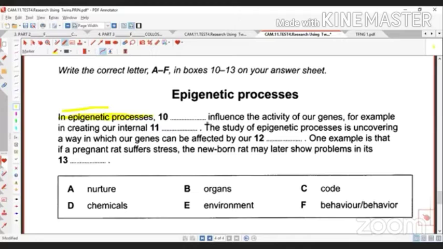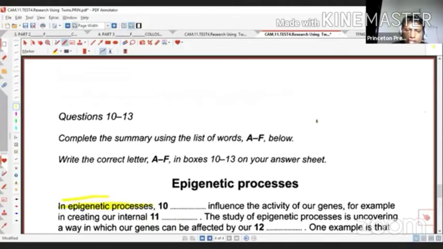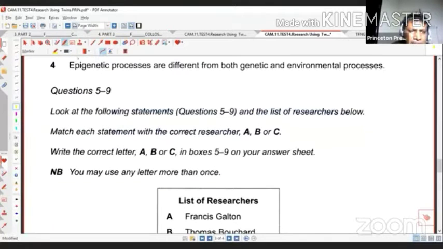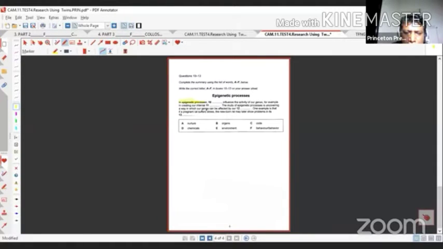So I'll make sure I take care of this word. Whenever I find it, I'll make a mark. Then I'm moving to the next page. The next page is this one. This was the last one: whenever I find the epigenetic process, I'll have to mark it.